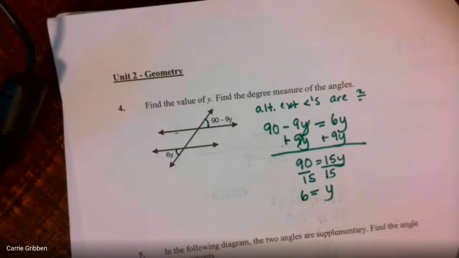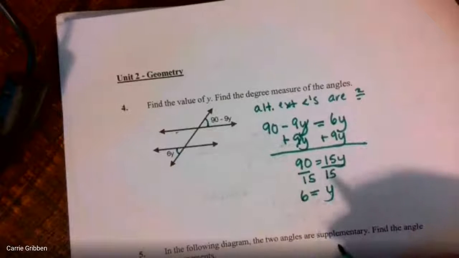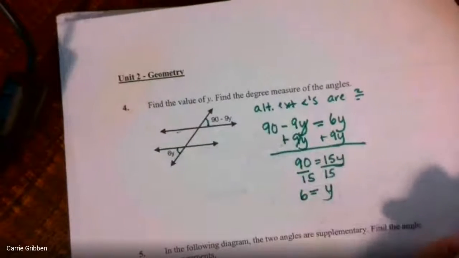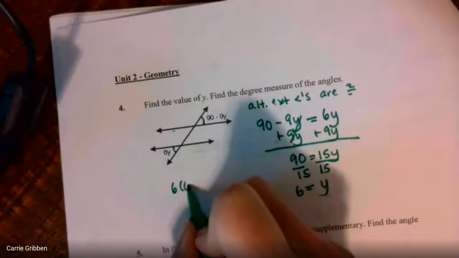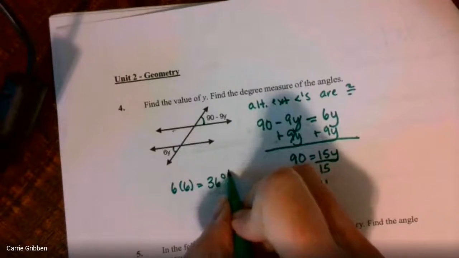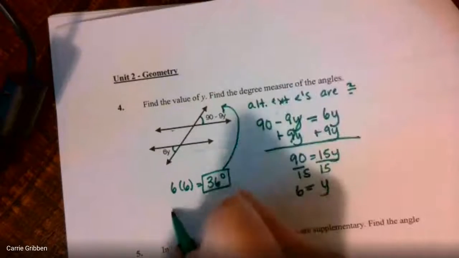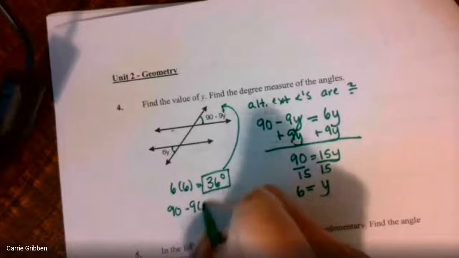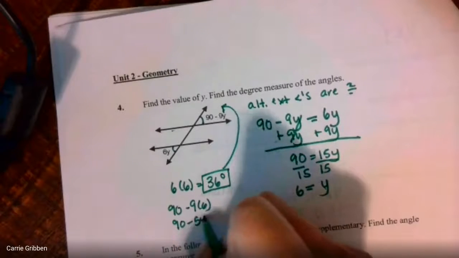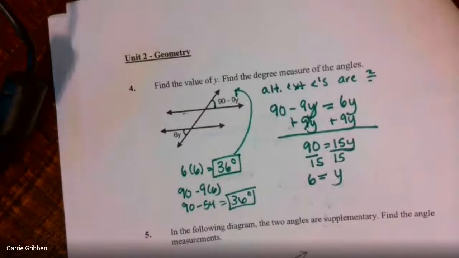So if y is 6, that means I can substitute 6 in for either one of these, and it's probably easier if I just do this one. I do 6 times 6 equals the angle, so the angle should equal 36 degrees for both of them. Okay, they're both going to be 36 degrees. And you can prove it by doing 90 minus 9 times 6. That's 90 minus 54. Guess what? Also 36. Same thing. But you only had to do one to figure it out. So that's what those angles are.